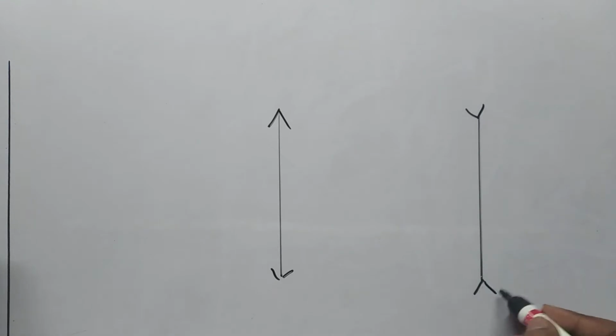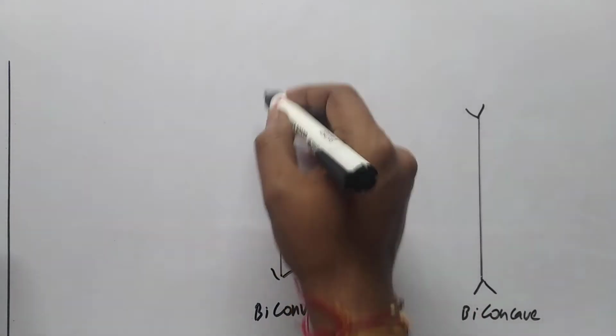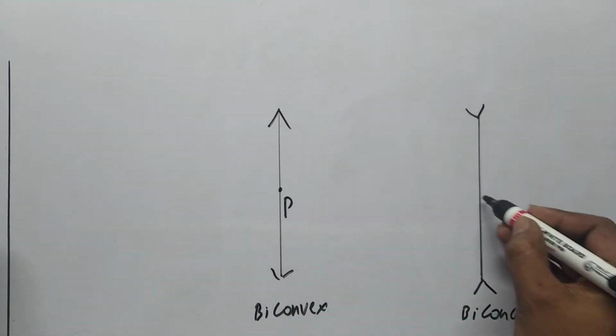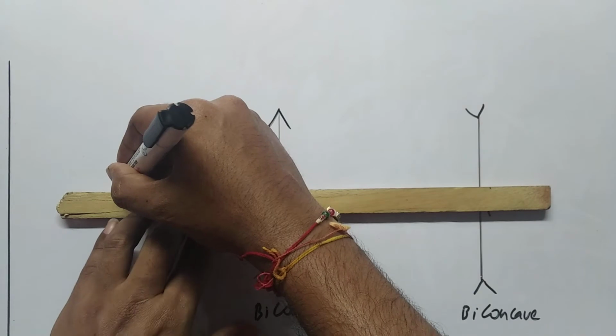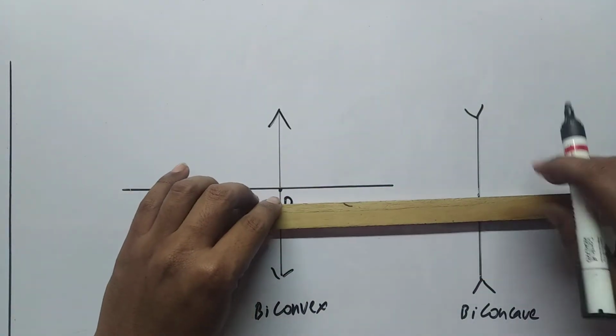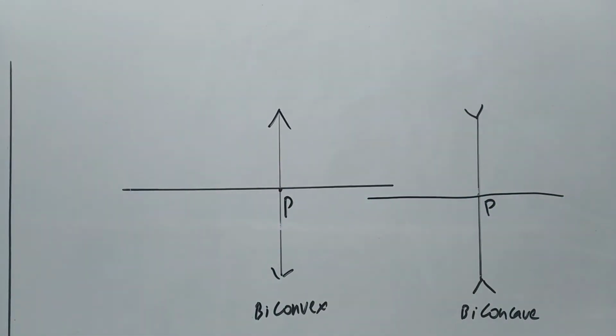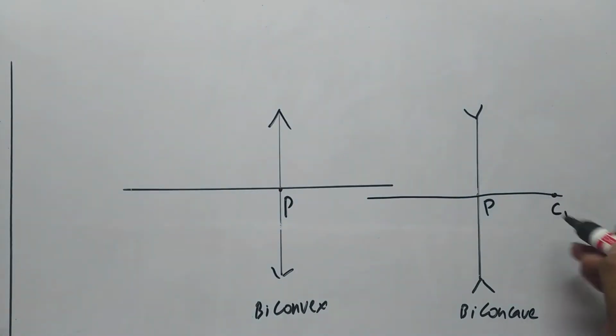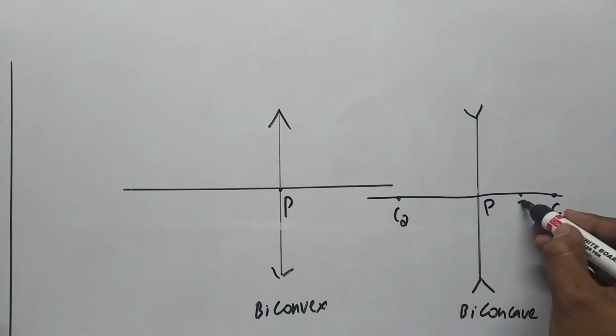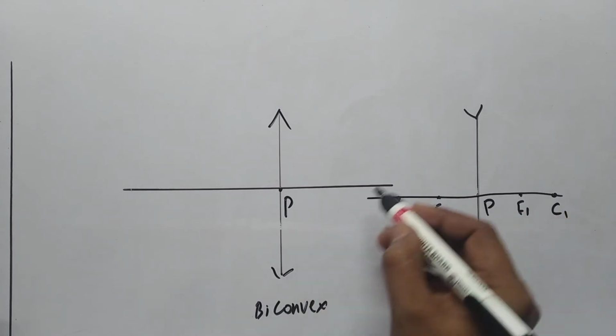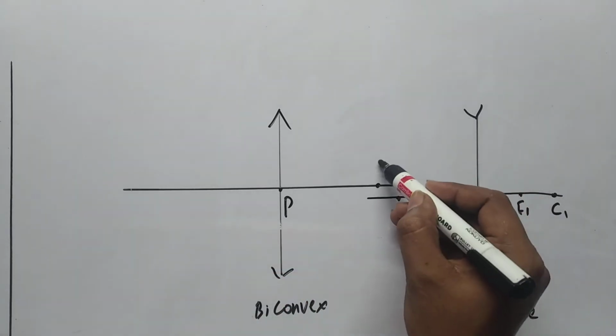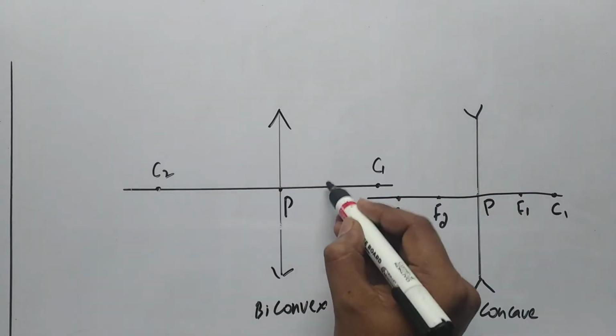So these two are the symbols. This symbol is representing the biconvex lens. This symbol will represent the biconcave lens. And at the center, at the midpoint of this lens, we will have an optic center, and this lens will have a principal axis. Let me draw the principal axis. So it has two centers, C1, C2, and also it has two focal points, F1, F2. Let me draw the same thing for the biconvex lens, C1, C2, F1 and F2.